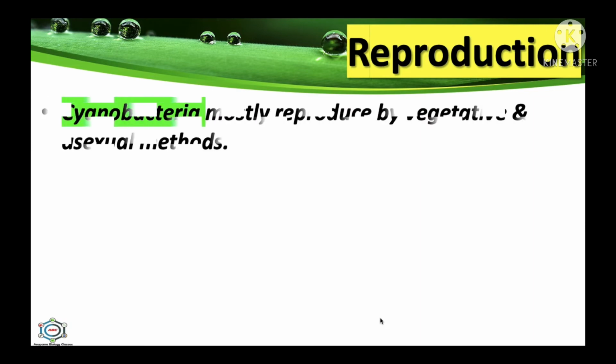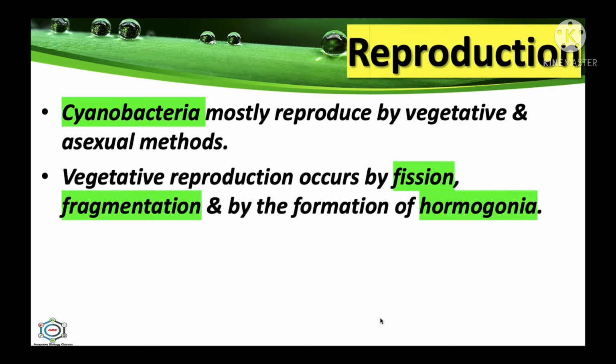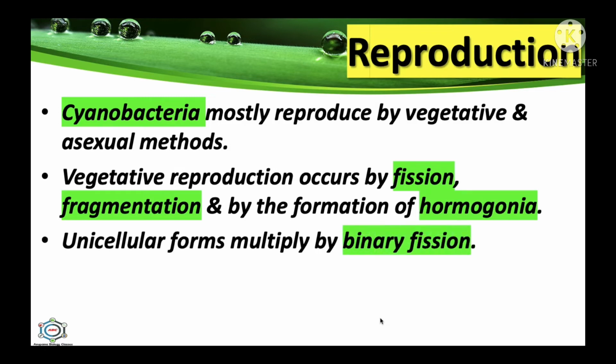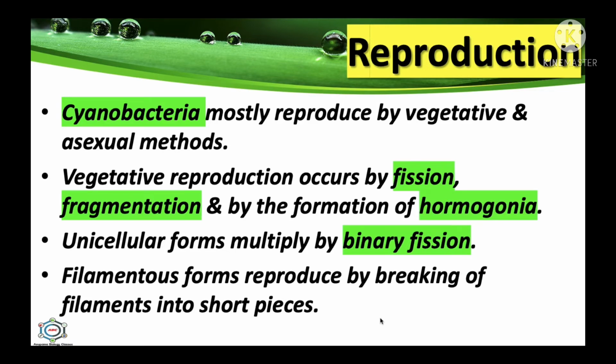Now, reproduction in cyanobacteria. Cyanobacteria mostly reproduce by vegetative and asexual methods. Vegetative reproduction occurs by fission, fragmentation, and by the formation of hormogonia. Unicellular forms multiply by binary fission. Filamentous forms reproduce by breaking of filaments into short pieces.